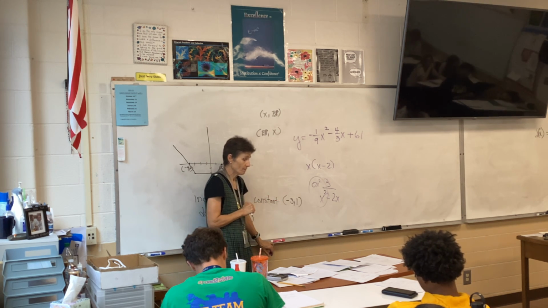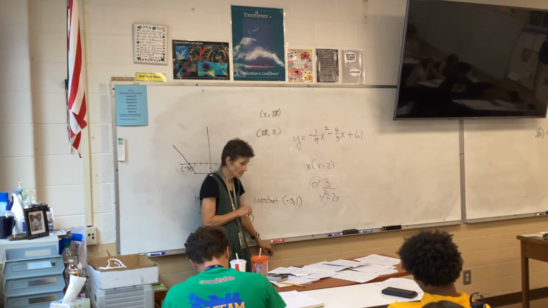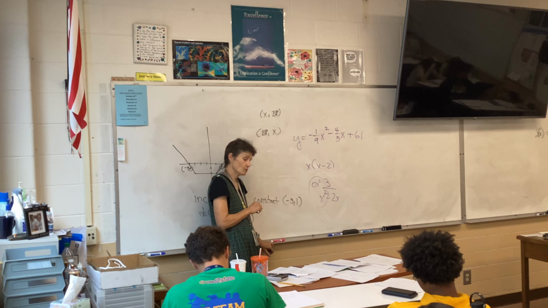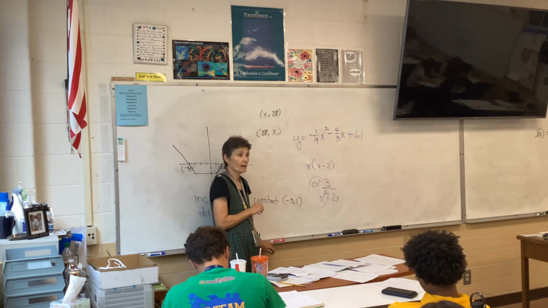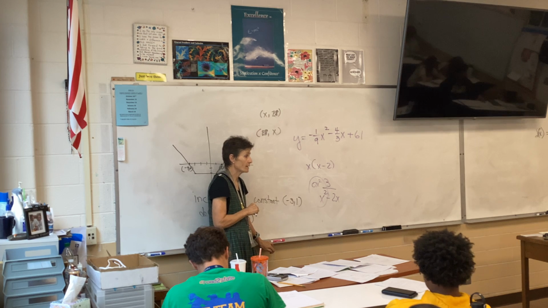All right, second one, B. Vertical asymptote at 0. Horizontal asymptote at y equals 2. Yeah, 2x over x. y equals 2.